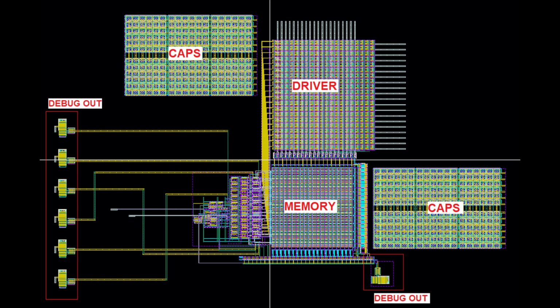Looking a little closer and removing the power grids, we can see the floor plan more clearly. From this picture, we can see that most of the active area on the chip is used by the driver transistors which power the display, the memory, since it contains 400 individual memory cells, and the decoupling capacitors.